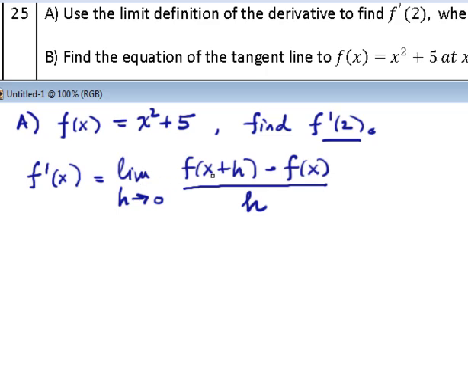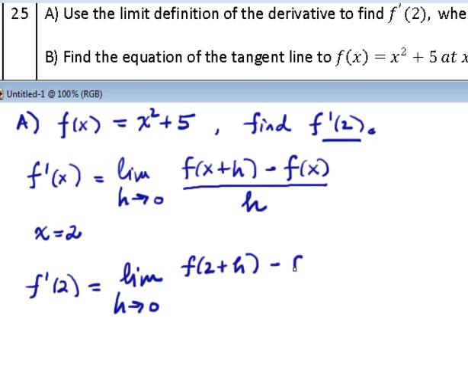So now we want to calculate this when x is equal to 2. So we want to find f prime of 2. So that would be the limit, I'm just substituting 2 for x, so we have f of 2 plus h minus f of 2 over h. Okay, remember f of x is equal to x squared plus 5, so let's calculate these two quantities, f of 2 plus h and f of 2, and we'll substitute it into this quotient.